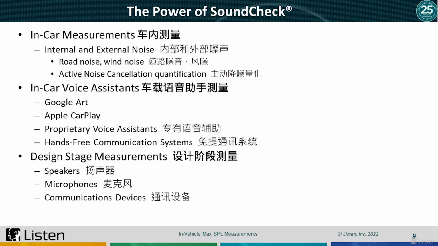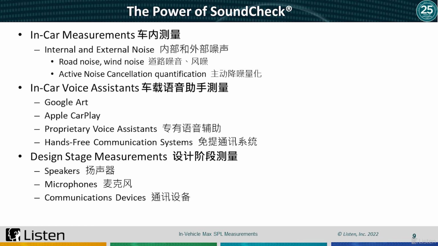So as we come to the end of the seminar, I just want to mention some of the other things SoundCheck can be used for. We've focused here on basic in-car measurements, but SoundCheck is extremely powerful and flexible and can actually be used for virtually any audio measurement inside or outside the car. For example, within the car, it can make virtually any audio measurement, such as measuring internal and external noises, such as road and wind noise, for active noise cancellation quantification.